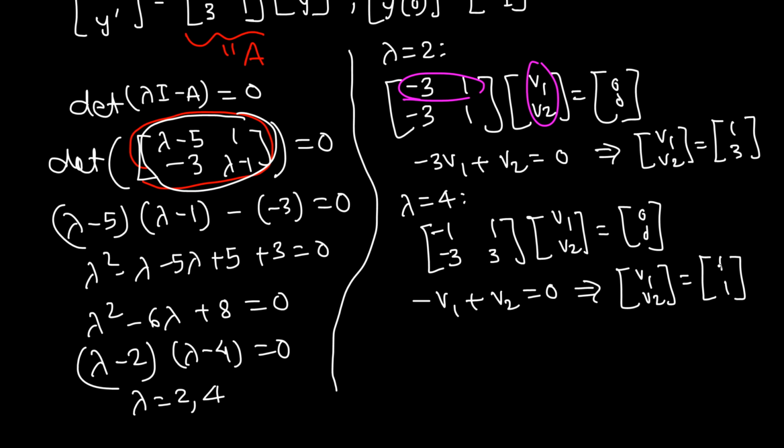If we plug in 1, 1 here, negative 1 plus 1 is 0. For the other one, 1, 3, if we plug in 1 and 3 here, we get 0. So 4, (1, 1) is the corresponding eigenpair.